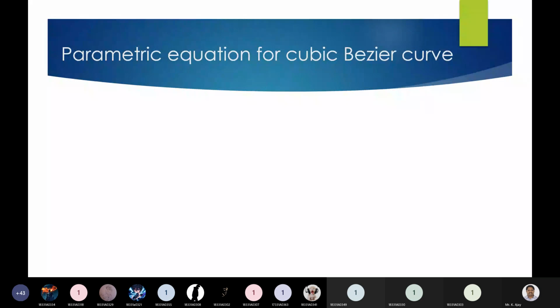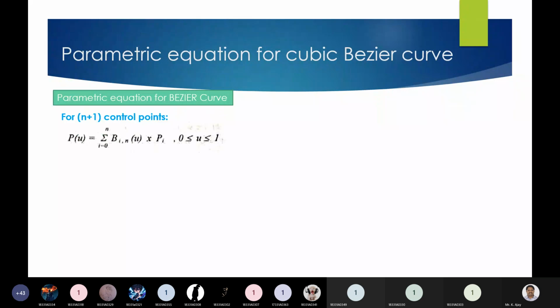Now, cubic Bezier curve. As I told you before, in order to understand the cubic Bezier curve, you need to have 4 control points. The number of control points is nothing but the order of the equation plus 1. So, the parametric equation for any kind of Bezier curve is defined like this, for n plus 1 control points. If the number of control points is denoted by n plus 1, then the generic parametric equation is this one.